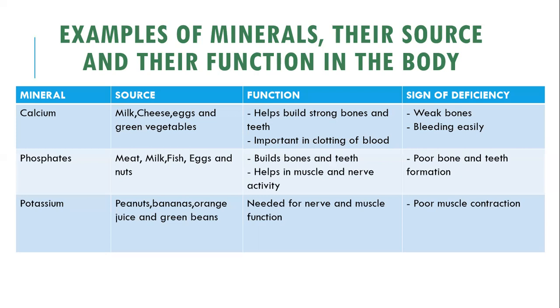The second one is phosphates. The sources of phosphates are meat, milk, fish, eggs, and nuts. The functions are that it builds bones and teeth, and it also helps in muscle and nerve activity. The signs of deficiency are poor bone and teeth formation. The third one is potassium. The sources are peanuts, bananas, orange juice, and green beans. The function is that it is needed for nerve and muscle function. Without potassium, the sign of deficiency is poor muscle contraction.